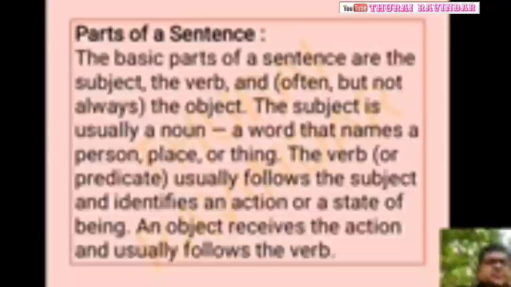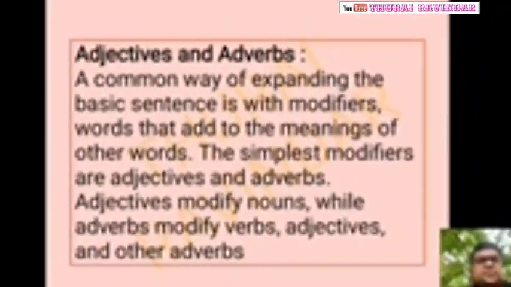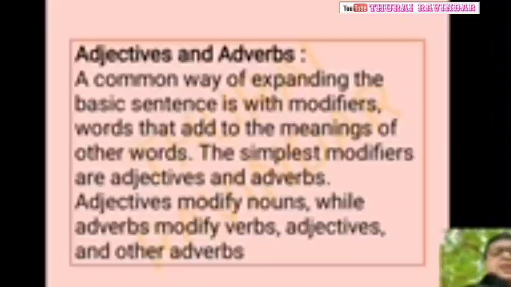Okay. So, once again I would like to repeat, how many parts are there in a sentence? There will be 3 parts. What are they? Subject, verb plus object. So, let us see what the adjectives and adverbs are.